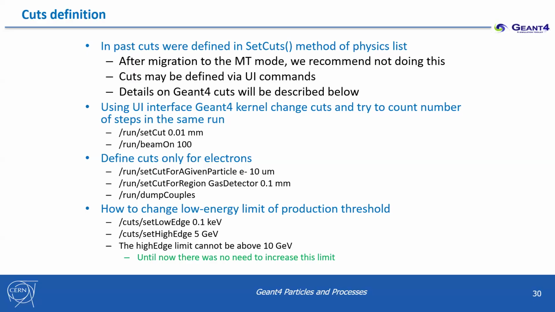Cuts cannot be whatever, because not all physics processes may be able to work with a very low cut value. And due to that, we have an extra command, set low edge of a cut. So the default limitation is 1 keV, but you may reduce this low energy limit to whatever value you want. The high energy limit cannot be above 10 GeV.